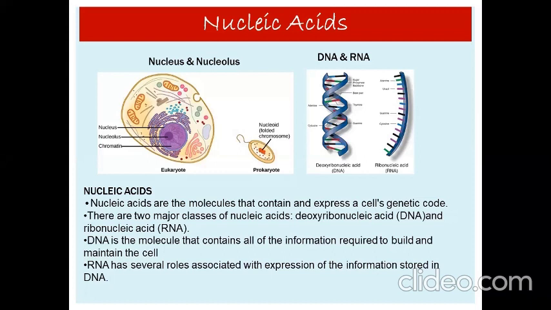Nucleic acids are the molecules that contain and help express a cell's genetic code. There are two major classes of nucleic acid, deoxyribonucleic acid or DNA and ribonucleic acid or RNA. DNA is the molecule that contains all the hereditary information required to build and maintain the cells, and through cellular processes, it is transmitted from generation to generation. RNA has several roles associated with expression of the information stored in DNA.